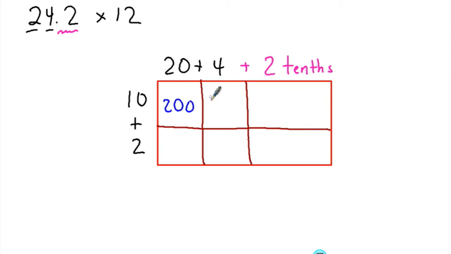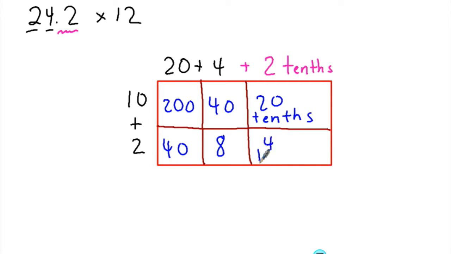And I multiply 10 times 20 is 200, 10 times 4 is 40, 20 times 2 is 40, and 2 times 4 is 8. Now be careful with the decimal portion here. 10 times 2 is 20 tenths, not 20 wholes. And 2 times 2 is 4 tenths, not 4 wholes. So label it so you don't forget.